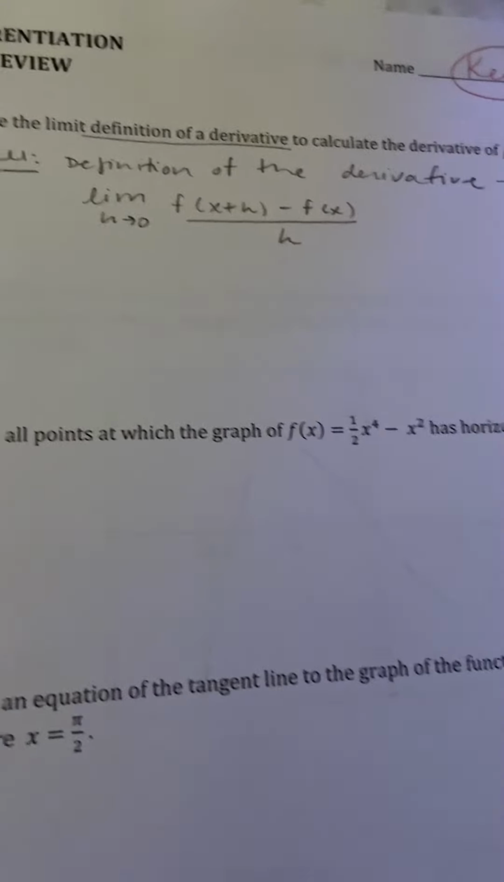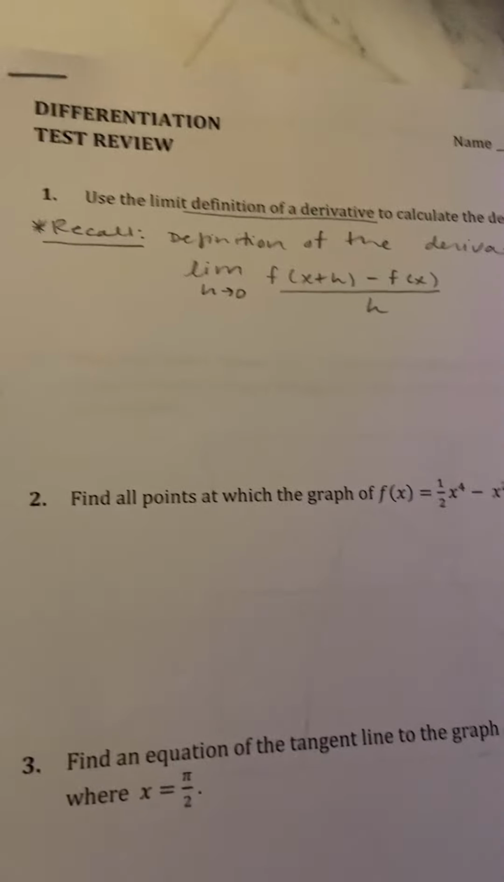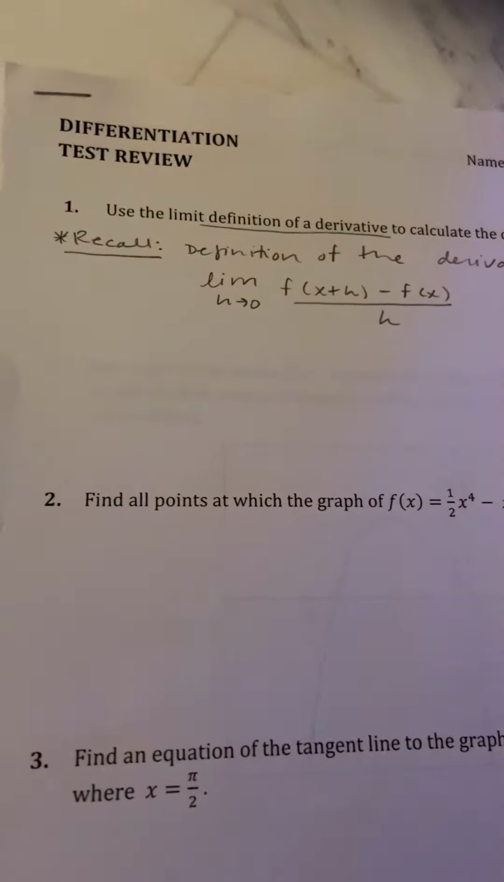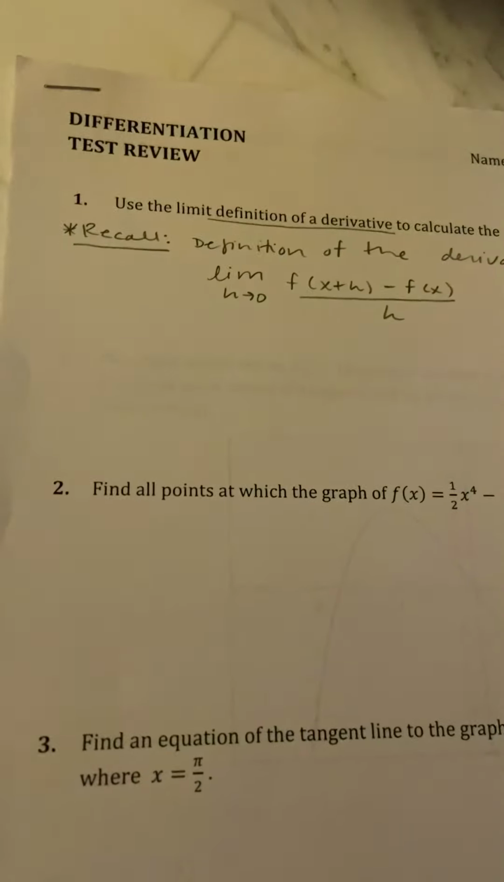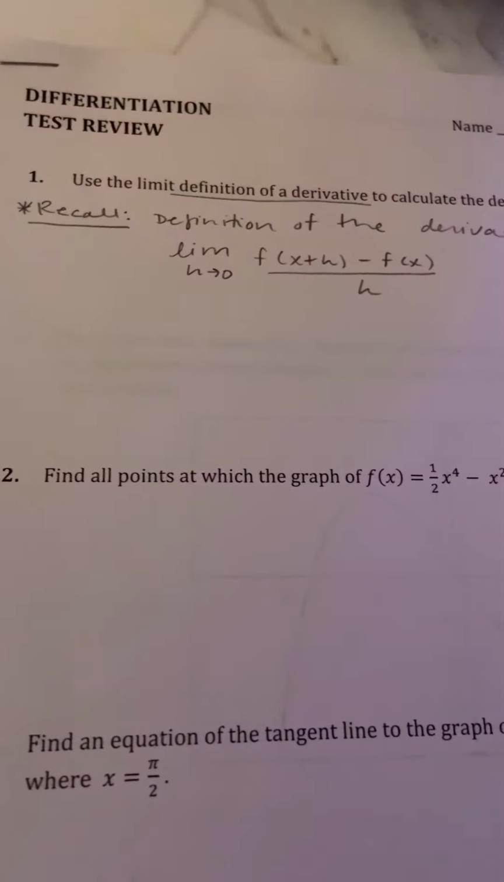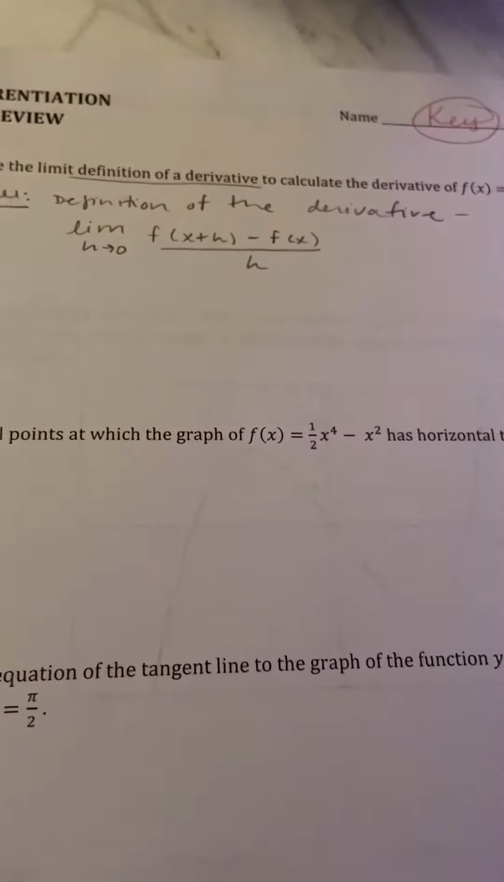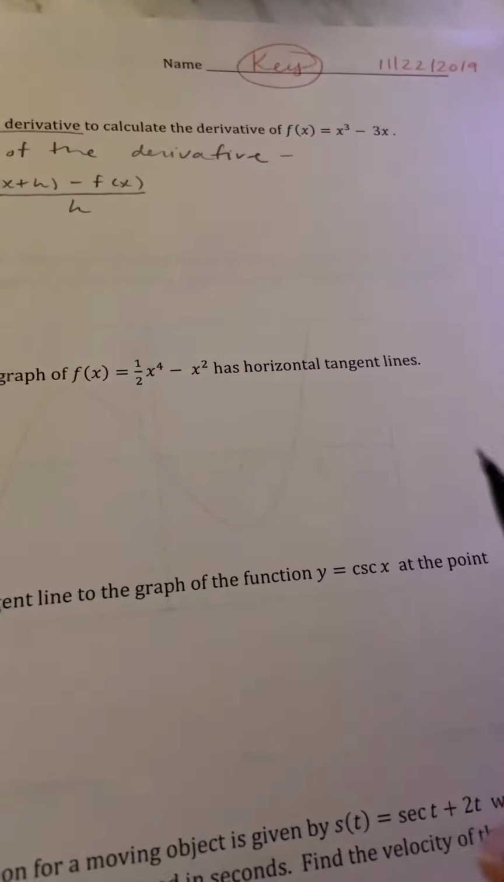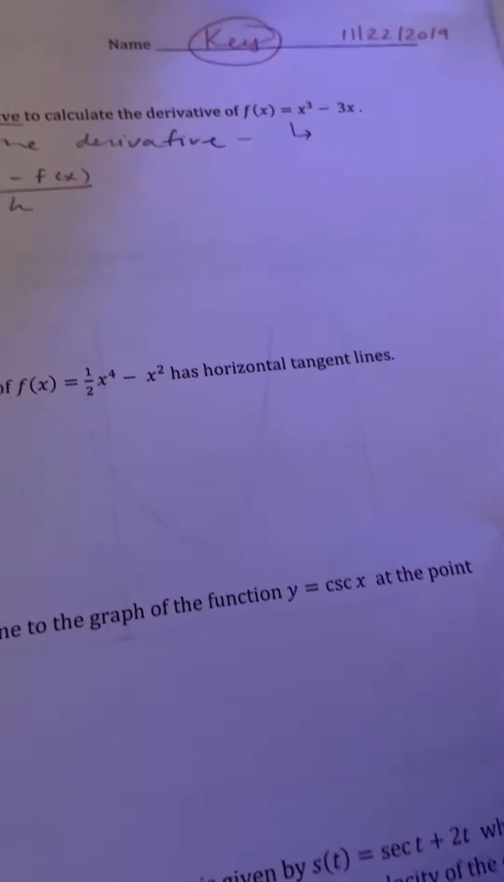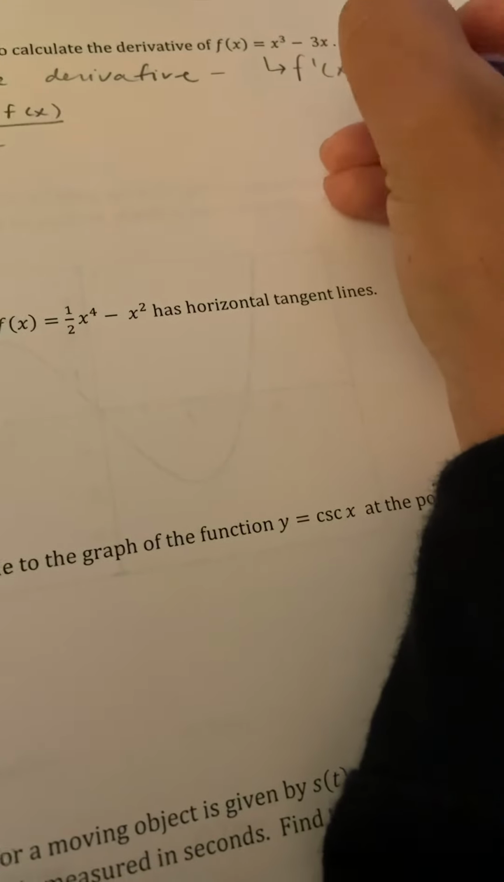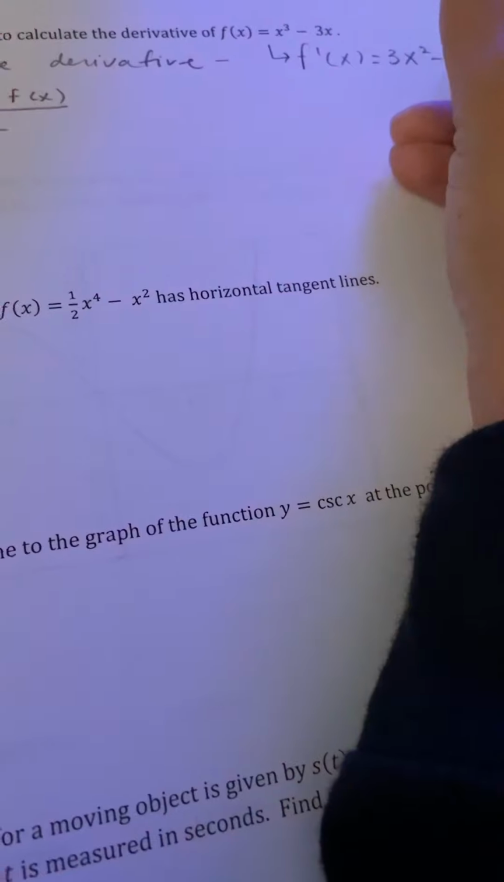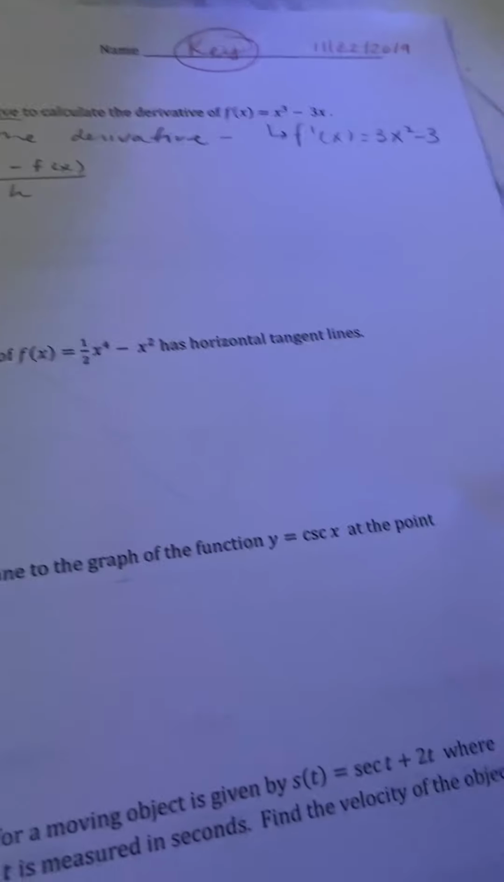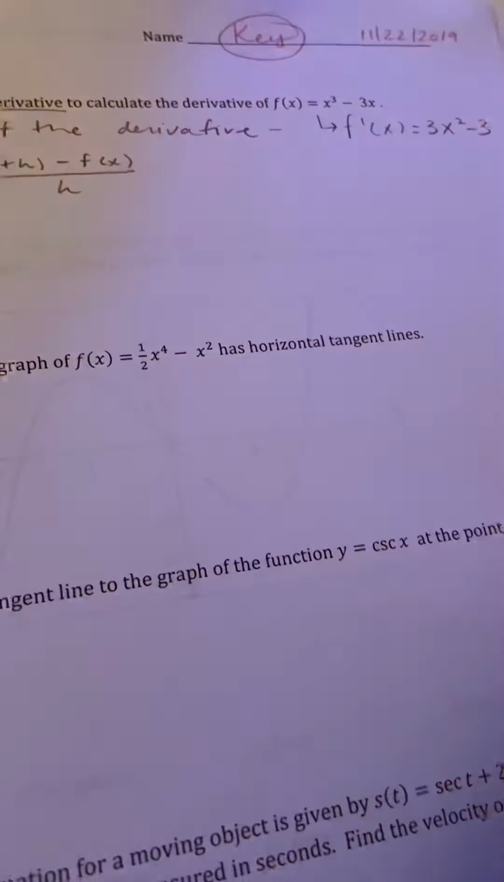Alright guys, I'm back. Let's go ahead and practice with number 1. And I say practice because number 1 will help you for number 20. But anyway, it says use the limit definition of a derivative to calculate this derivative. So you guys already know that the answer here, f prime of x, is equal to 3x squared minus 3. Okay, so we just have to use this limit definition to get my answer.